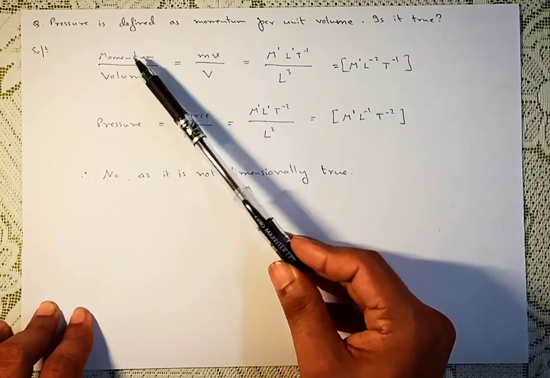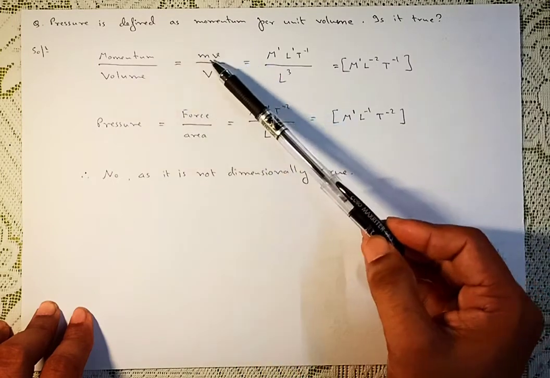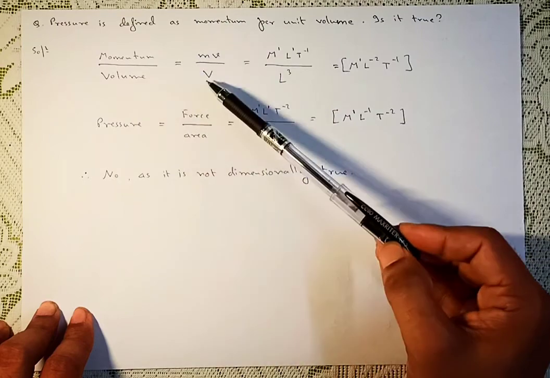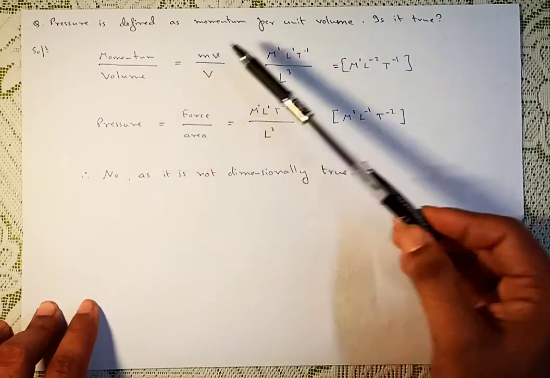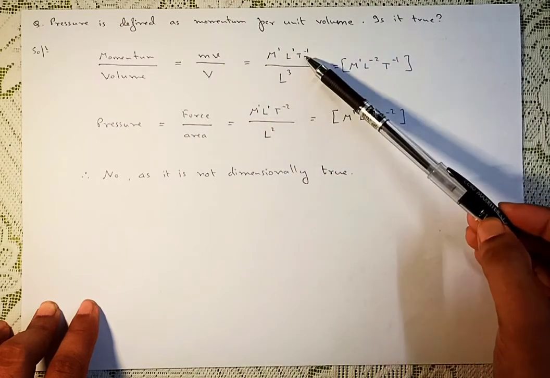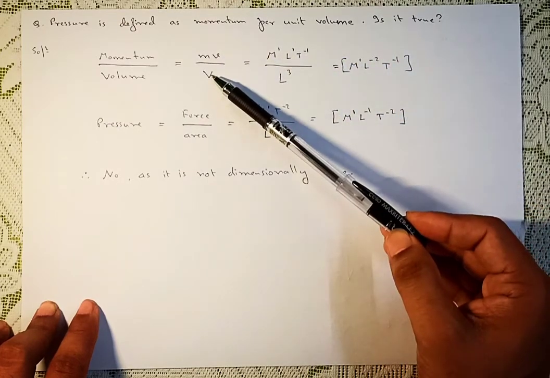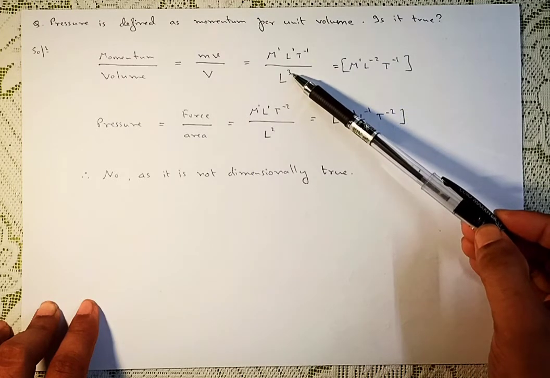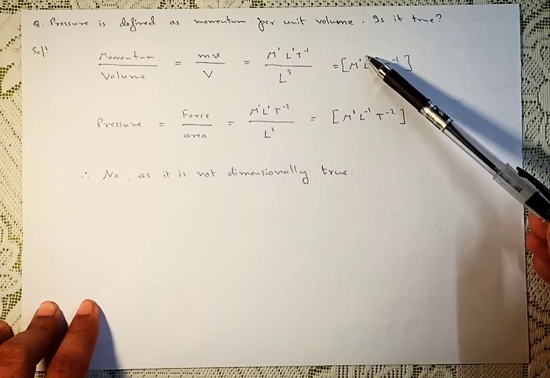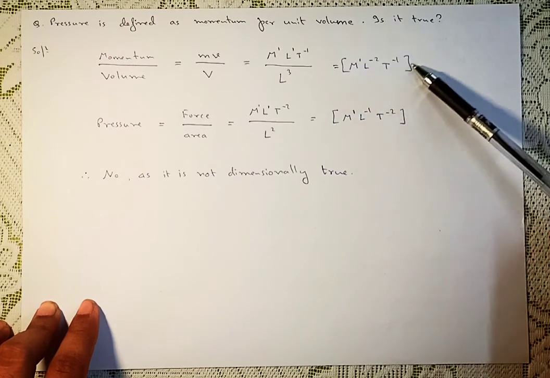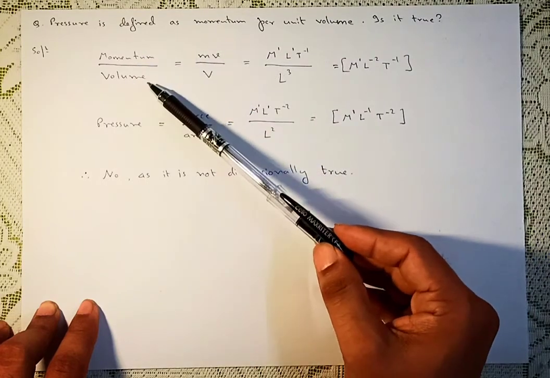Here, momentum per unit volume. Momentum is what? p is equal to mv, mass into velocity, and volume is V. This is mass, M to the power 1. v is what? L T inverse, and volume is nothing but meter cube, which is L to the power 3. Therefore, you have M to the power 1, L to the power minus 2, T to the power minus 1. This is the dimensional formula of momentum per unit volume.